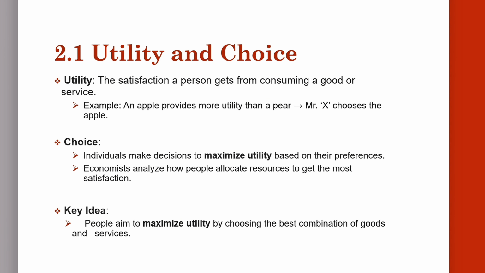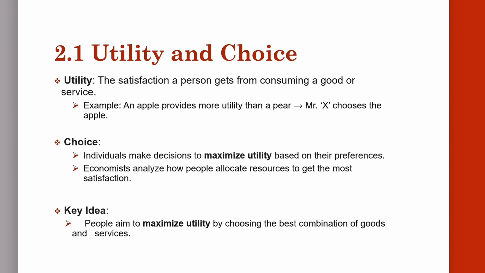If Mr. X prefers apples, it means that the utility he gains from an apple is greater than from a pear. In essence, utility guides choice, and choice reflects preference.